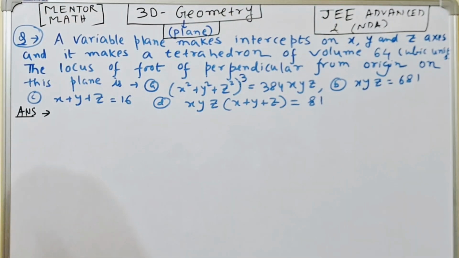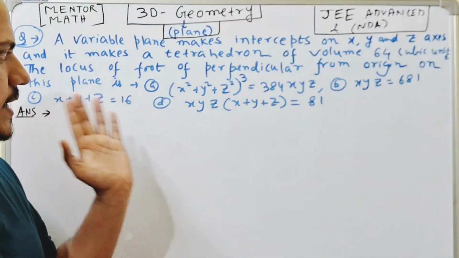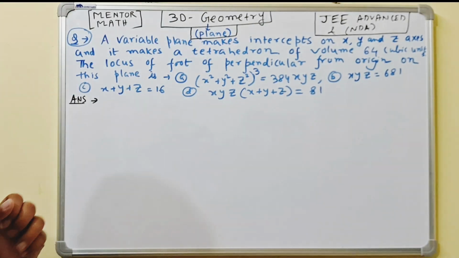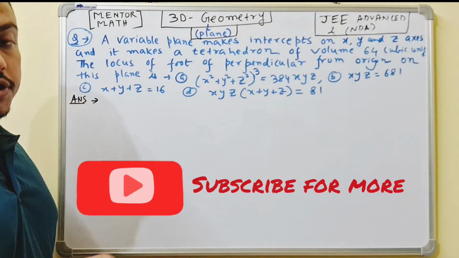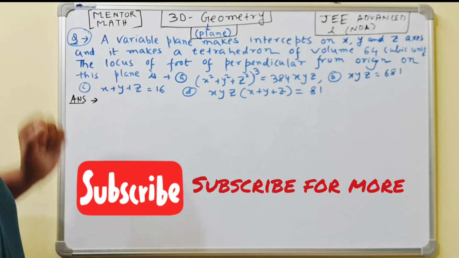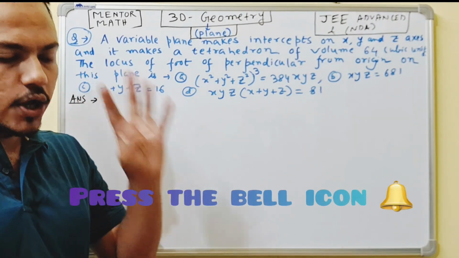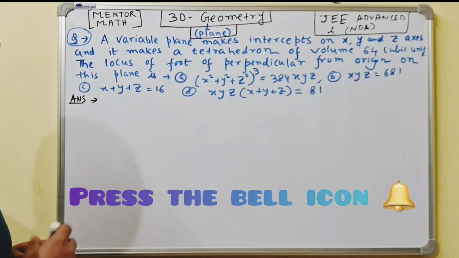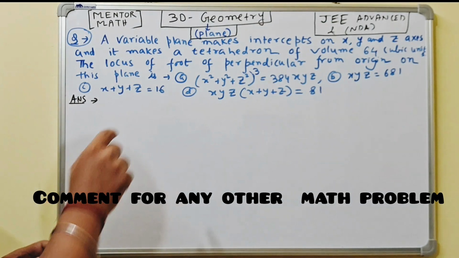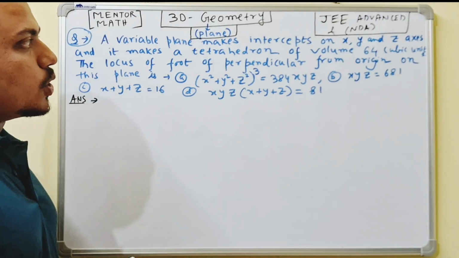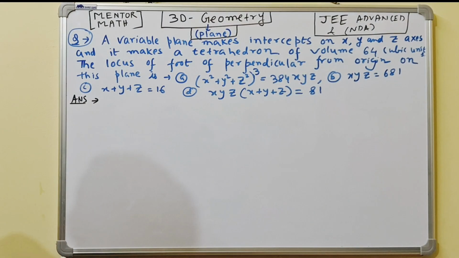You have to choose the correct answer from these four. You have to find it out. Okay, so this is a very important question because it contains three concepts. First of all, this question already came in your JEE Advanced paper, previous year question paper.